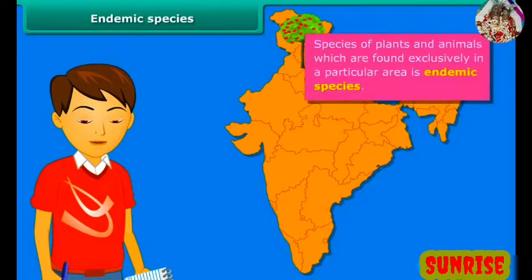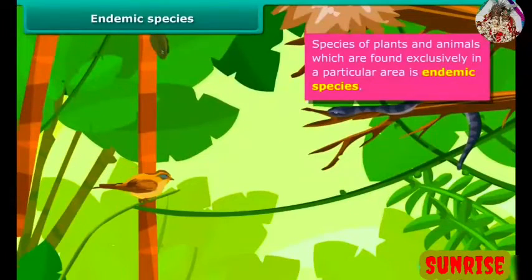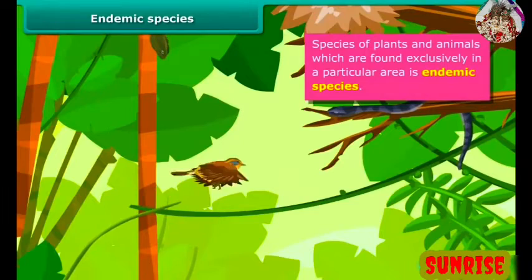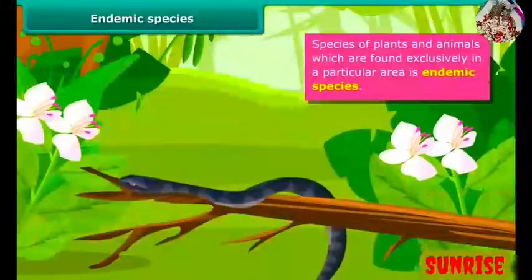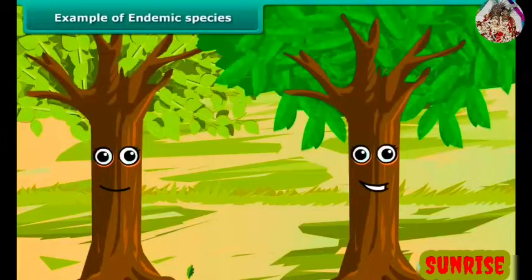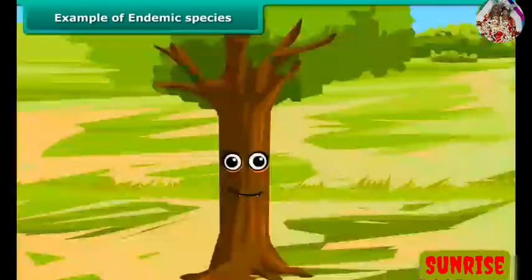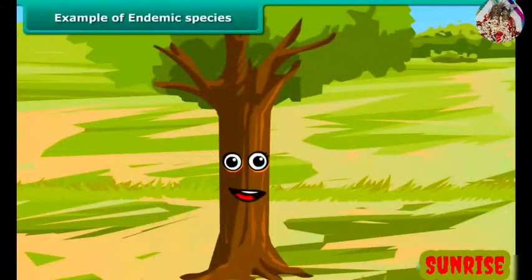Thus, species of plants and animals which are found exclusively in a particular area are called endemic species. They are not found anywhere else. A particular type of animal or plant may be endemic to a zone, a state, or a country. We are the two endemic flora of the Pachmarhi Biosphere Reserve. We are the endemic fauna of this area. What factors make them endemic species?